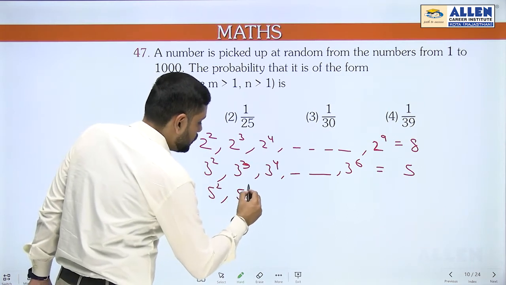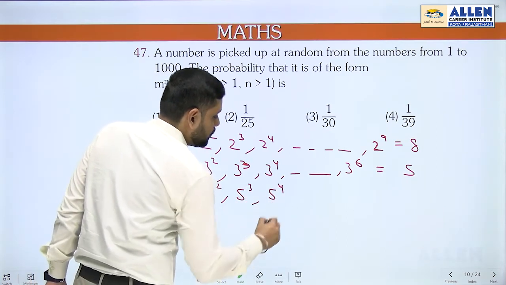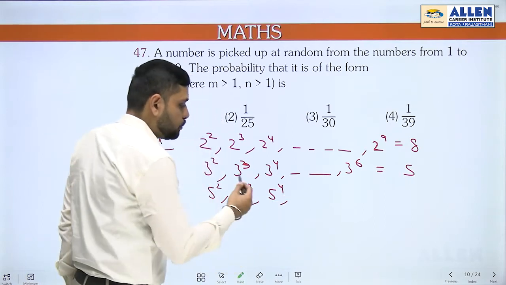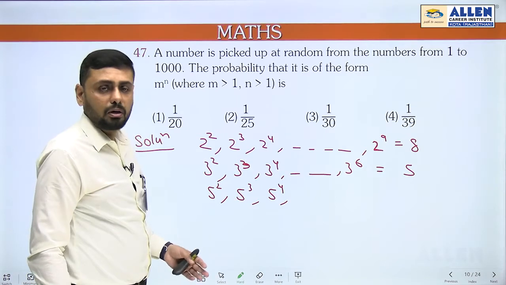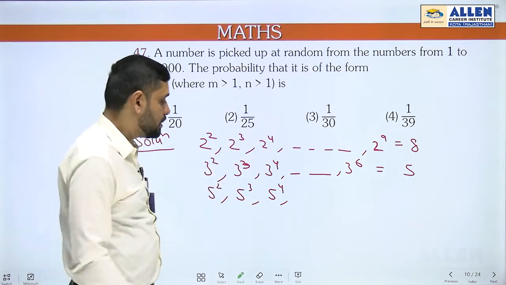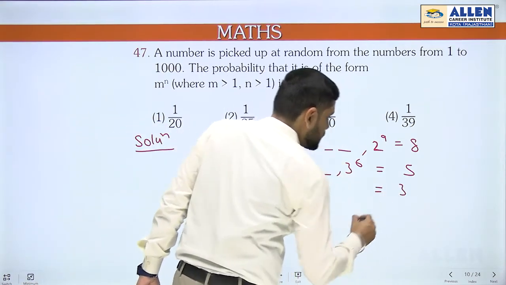5 to the power 2, 5 to the power 3, 5 to the power 4, and 5 to the power 4 will be 625, right? So we cannot take numbers above that. 5 to the power 5 will be greater than 1000. So here we'll only take 3 numbers.